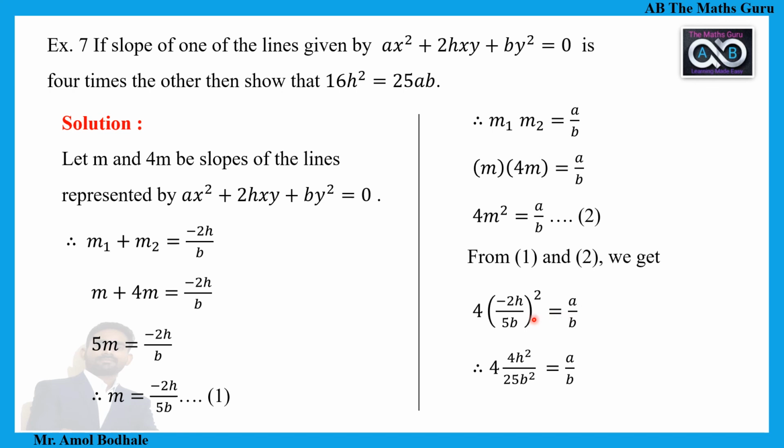If we simplify this, 4 into 4h square upon 25b square equal to a upon b. So 4 into 4 is 16. If we take the cross product, we get 16h square equal to 25ab, which is the requirement.